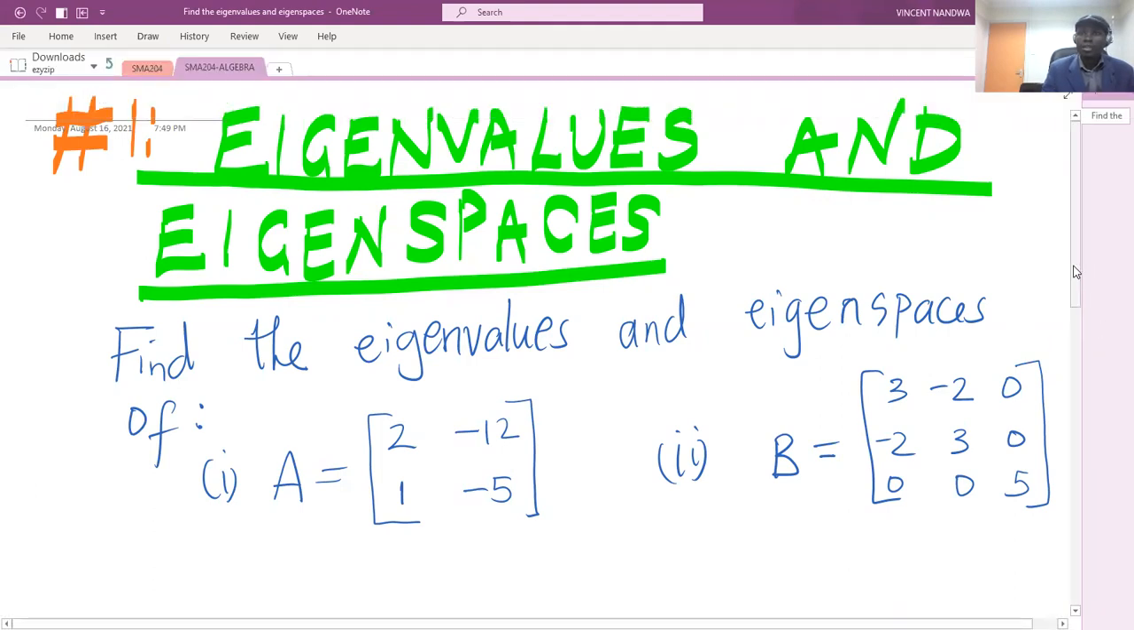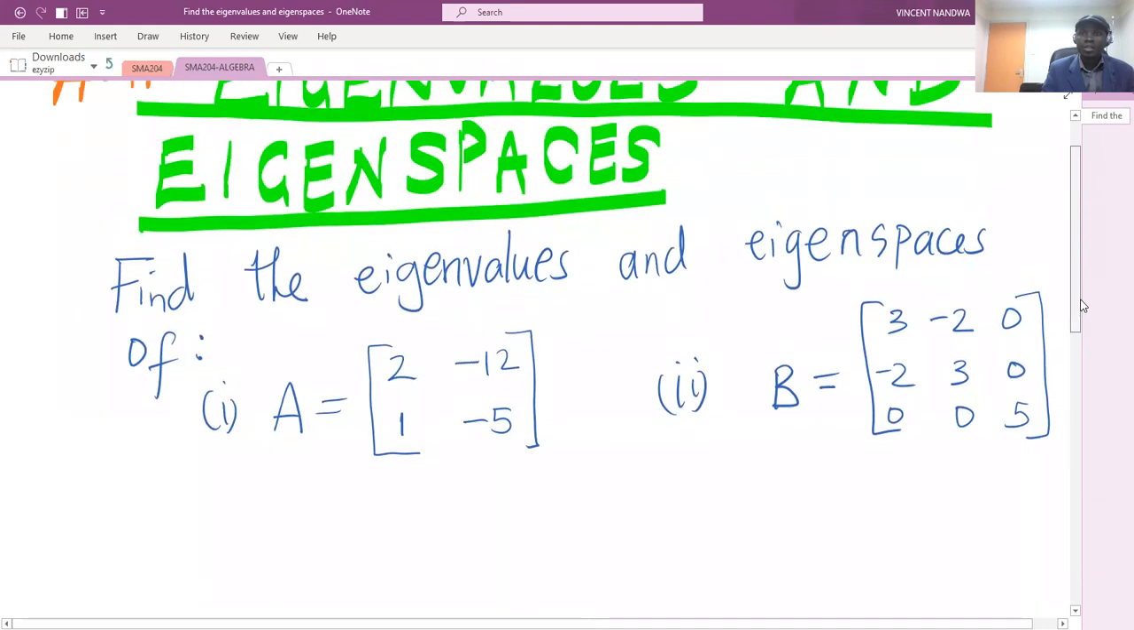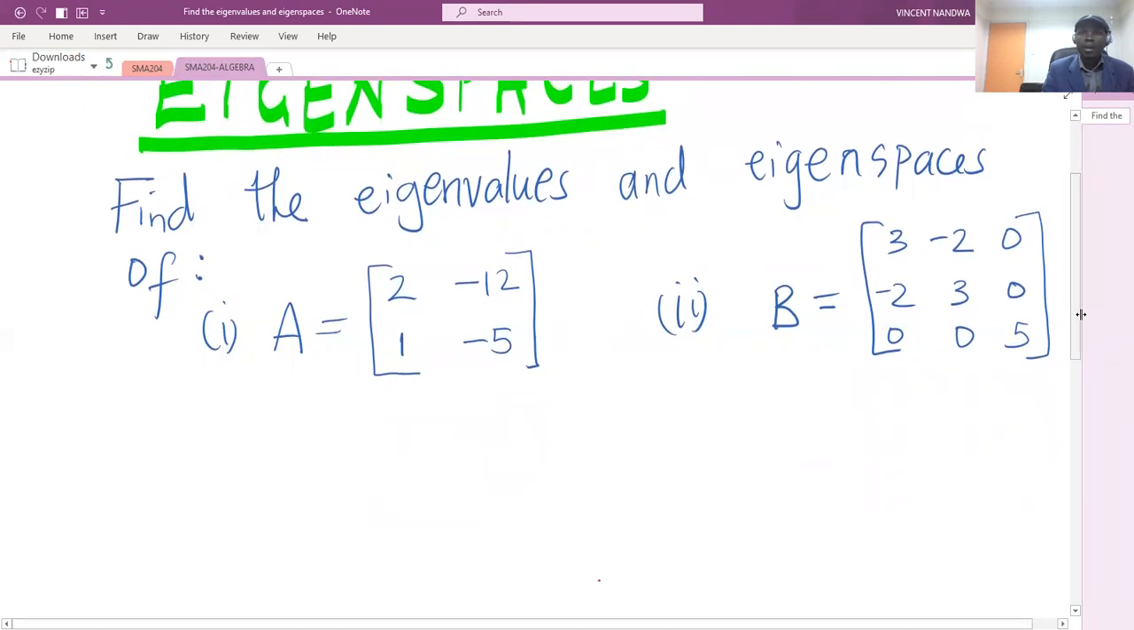So remember, eigenvalues are obtained from the characteristic equation, and the eigenspace is just the set of all eigenvectors which correspond to a given eigenvalue, together with the zero vector. So, solution.